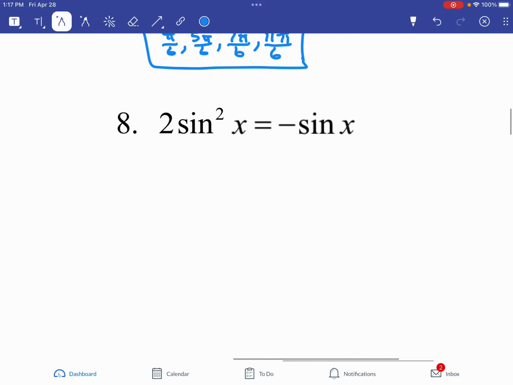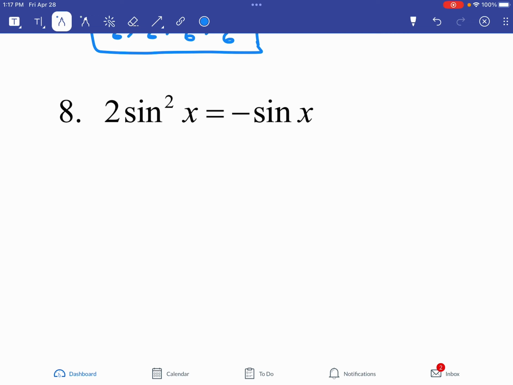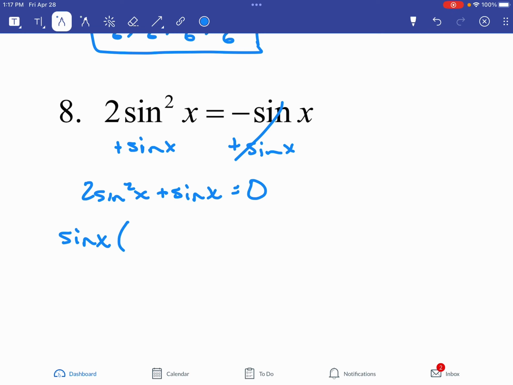Question 8. A little bit kind of like the last one we just did. I have to get all the stuff on one side, so I'm going to add sine to the other side. Now, 2 sine squared x and sine x are not like terms. One is being squared, one is not. So you're just going to write them next to each other. Now, because both terms have a sine in them, we're going to take the greatest common factor of sine out. Which leaves me 2 sine, not squared anymore, and sine divided by sine is 1.